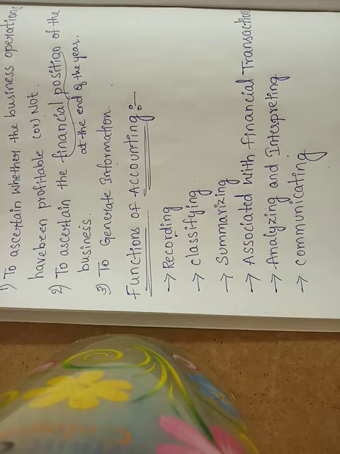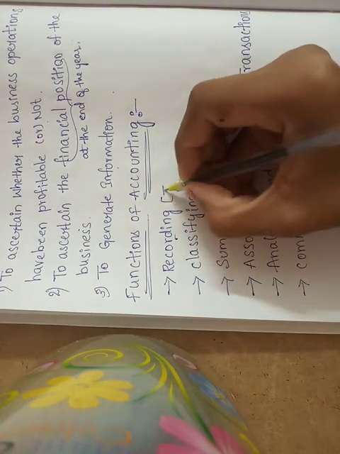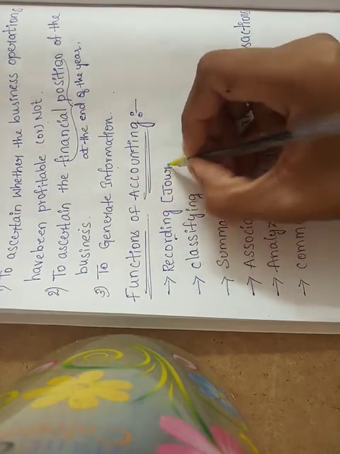So all financial transactions are recorded in a book called a journal. That all financial transactions are recorded in one book. That book is called what? Journal.